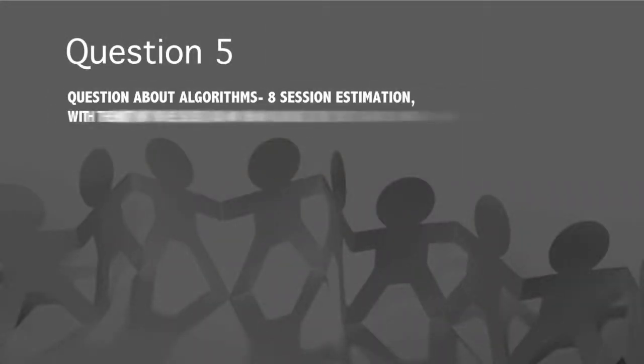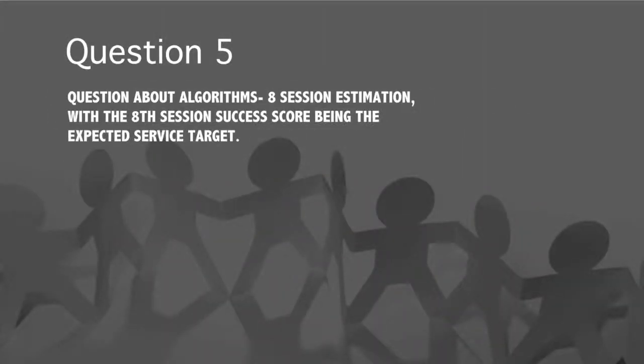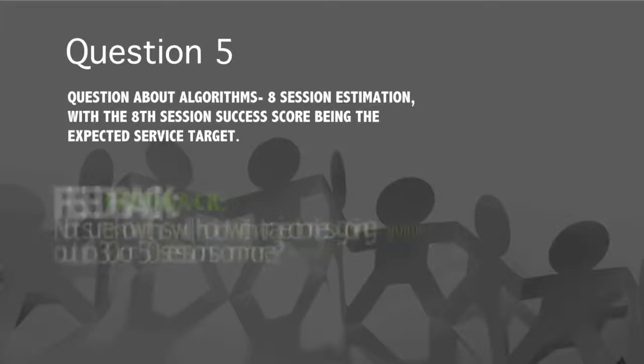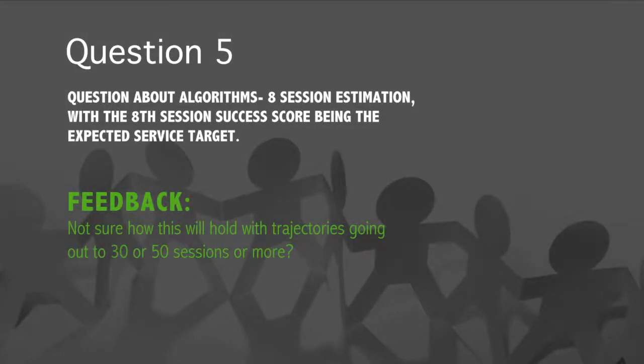Okay, thanks, Scott. A question about algorithms. 8-session estimation, with the 8 session score being the success score, being the expected service target. So the feedback is not sure how this will hold with trajectories going out to 30 or 40 sessions. So what do you say to people who are seeing these clients for a long period of time, and our service target is based on 8 sessions?